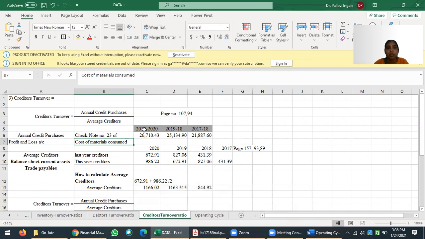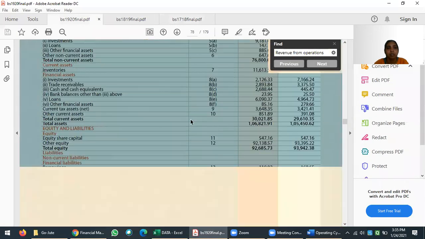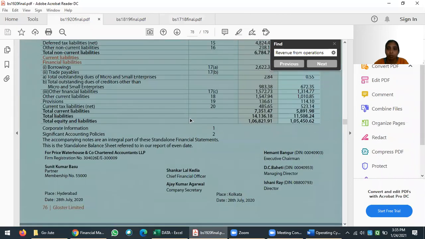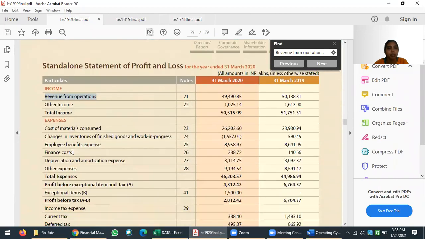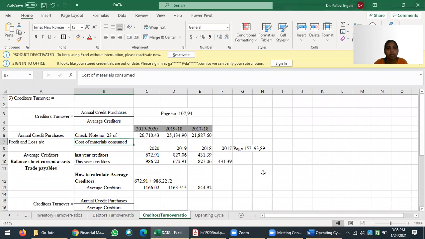So first I will see the balance sheet of 2019-20. So this is 20, and here is the balance sheet, and below that we have the P&L, cost of material consumed. This I have to see. To see the purchase, I have to see the cost of material consumed. So you have to go into detail to see the purchase amounts and all. Just see the note number 23 in detail. I have already found a page number for that.